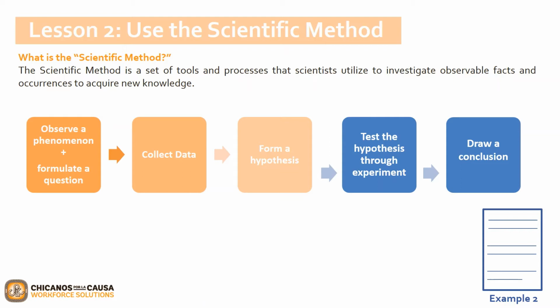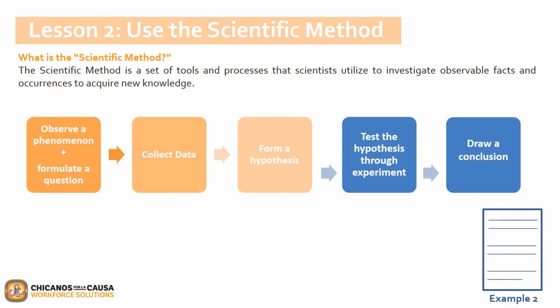Step 2, collecting data. In this step, you collect data about the phenomenon that is being studied and/or observed. The scientific method is founded on data, also known as observable facts, which are then used to describe the phenomenon itself.